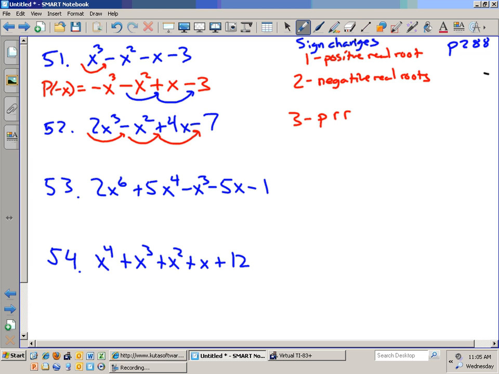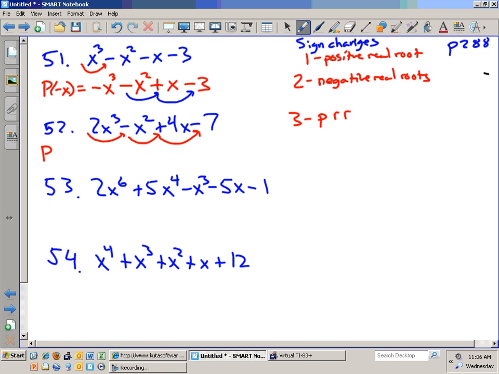So 3 positive real roots. How many negative ones do you think there's going to be? There's already 3 possibly, so my guess is that there will be none for the second one. Let's see what we get.